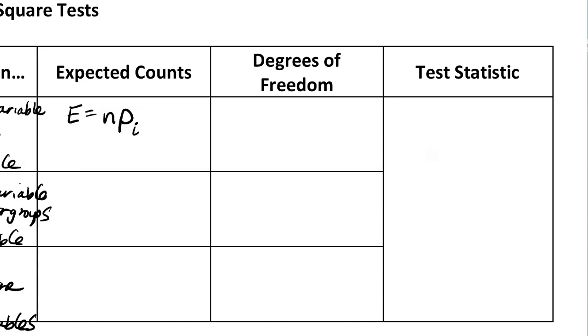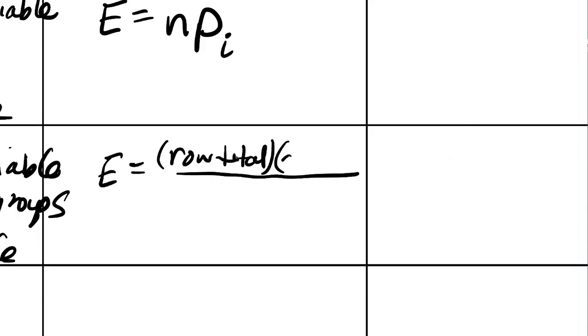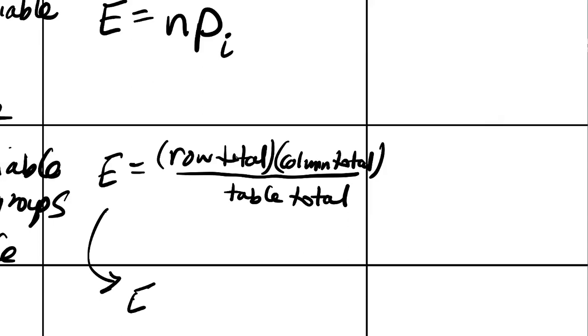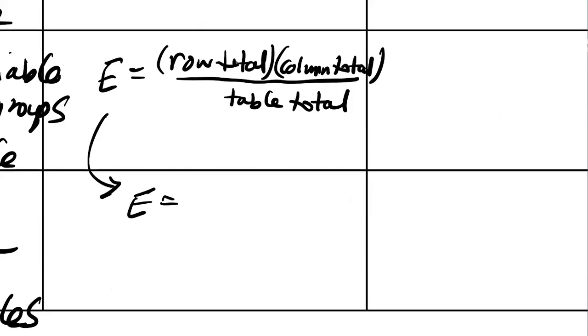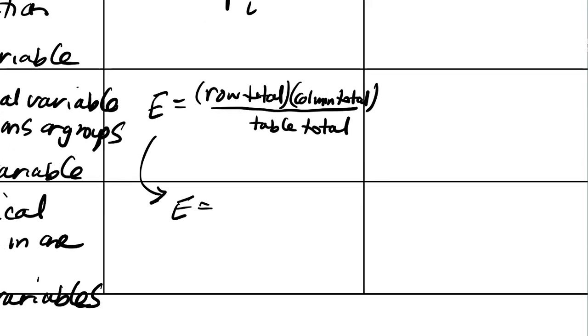For the expected counts for both of the two-way table chi-squared tests, the expected count for a particular cell is the row total times the column total for that cell divided by the table total. And that's true for both of the two-way table expected count formulas.